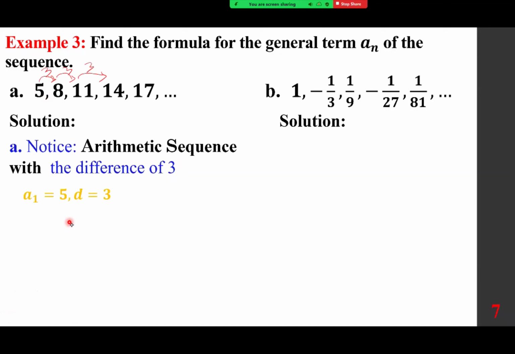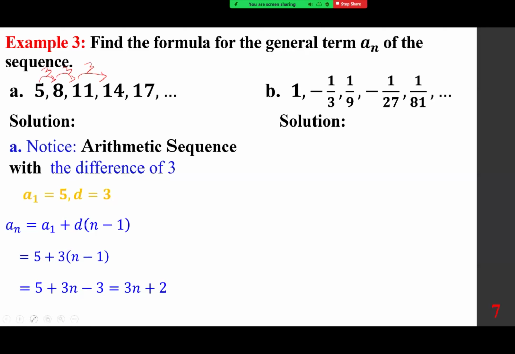So we have A sub 1 and we have the D. And we recall A sub n is A sub 1 plus D times n minus 1. So replace A sub 1 with 5, D with 3. Five plus 3n minus 3, and these two combine into plus 2.